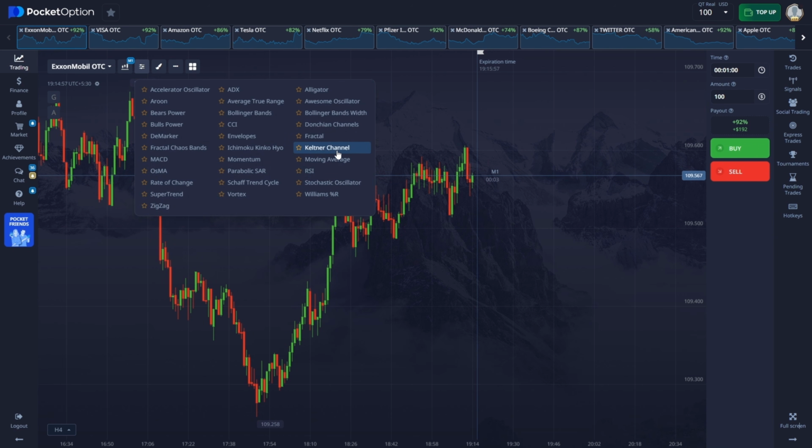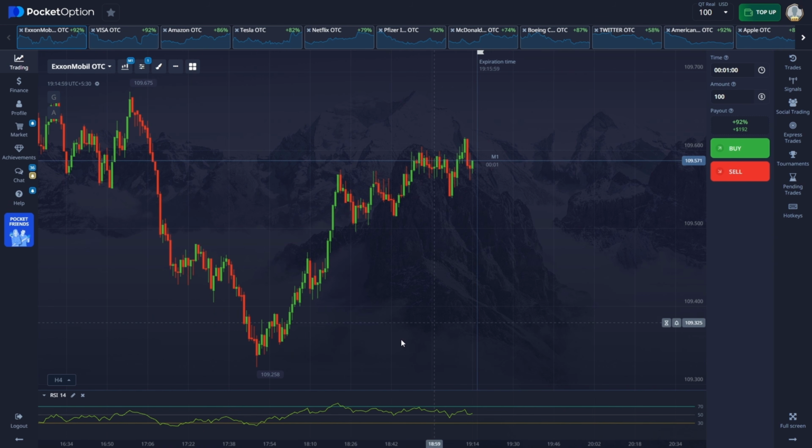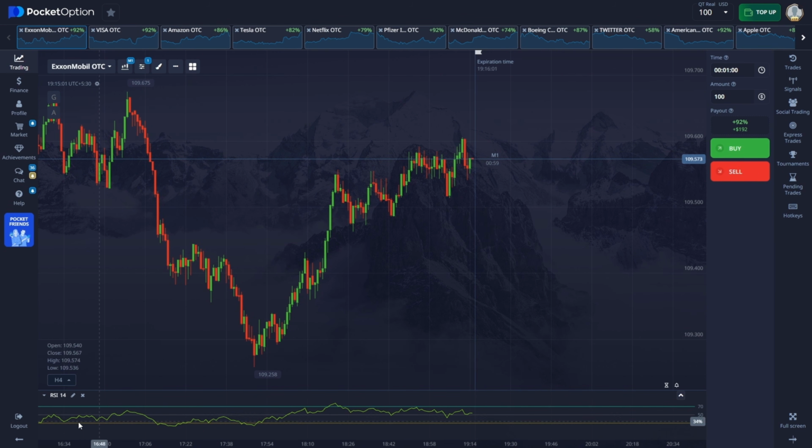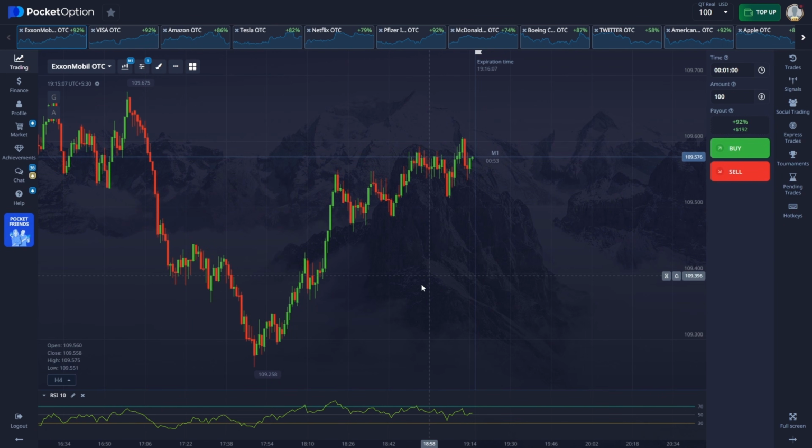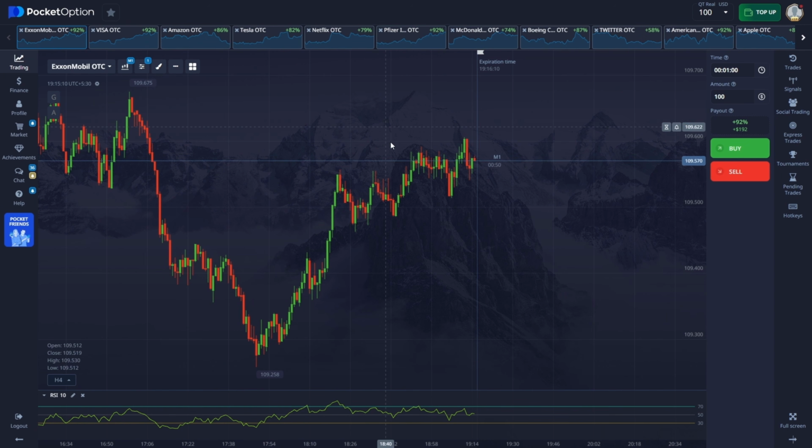First, go to the indicator, select RSI. Then go to the settings, choose a period of 10 and leave the rest of the settings as default. Then save it. What we will do is when the candle closes at RSI level 50, we will proceed with the trade for a reversal. Let's find our first trade.